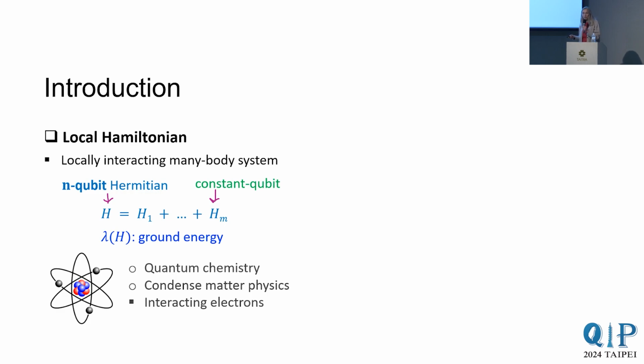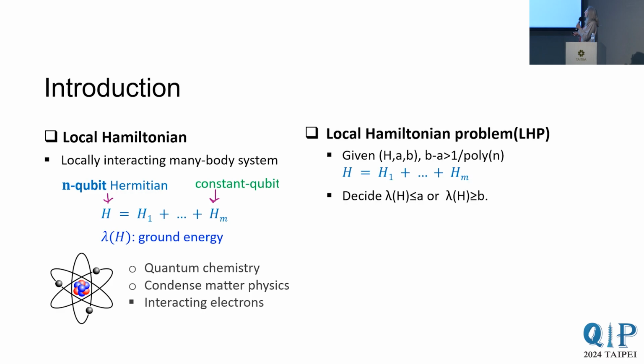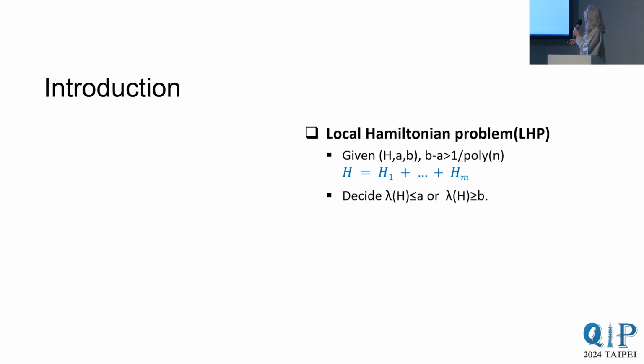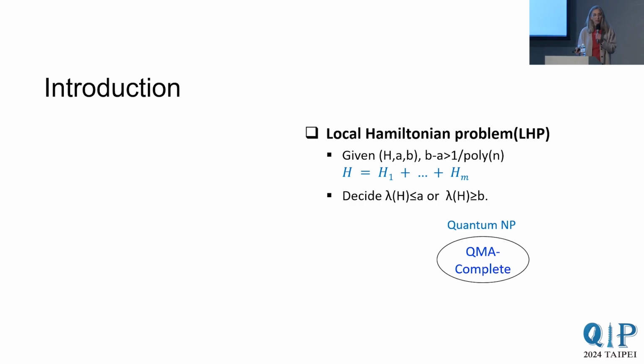In condensed matter physics or chemistry, one might be interested in properties of the ground state. And Kitaev famously framed this problem as a decision problem so that we can study it through the lens of computational complexity. In this version of the problem, you're given the Hamiltonian, which has a nice succinct description, and two thresholds with a 1/poly gap between them, and you're deciding whether the ground energy is less than A or greater than B. And Kitaev also famously showed that this problem is complete for the class QMA.